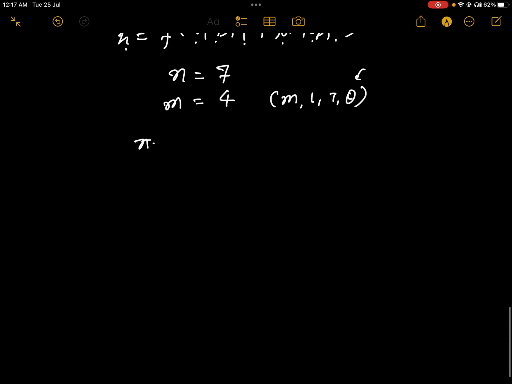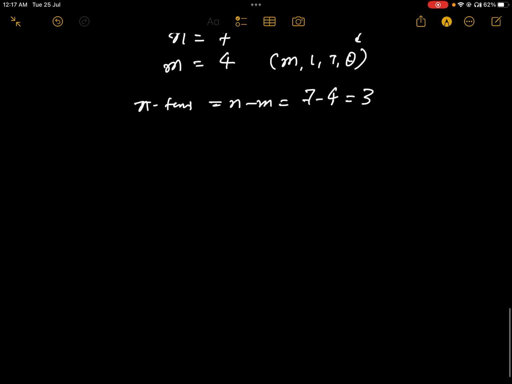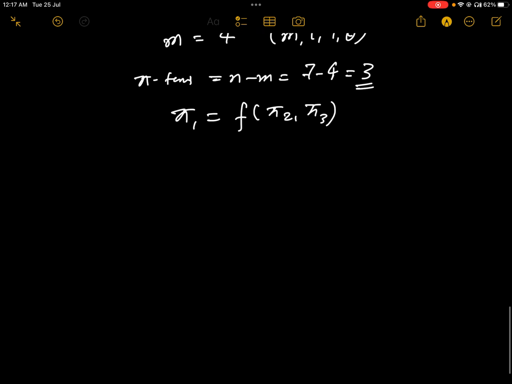So the number of pi terms will be n minus m, that is 7 minus 4 is equal to 3. So a total of three pi terms will be there. The first pi term will be a function of pi 2 and pi 3. These dimensionless pi terms obtained from the dimensional analysis technique can be directly equated between model and prototype if complete similarity exists between them, as we know that we can apply the dimensionless formulas between the model and prototype.